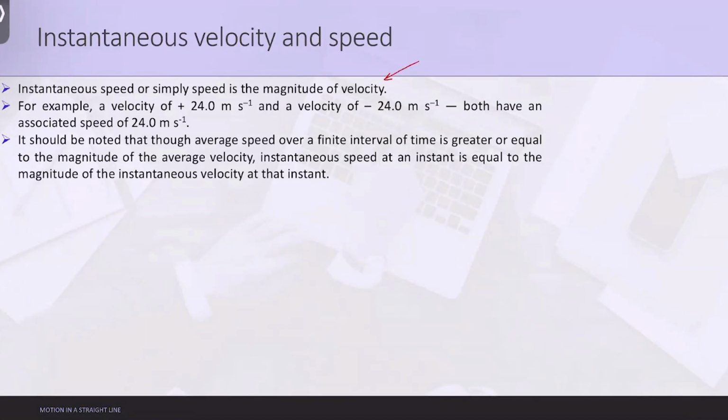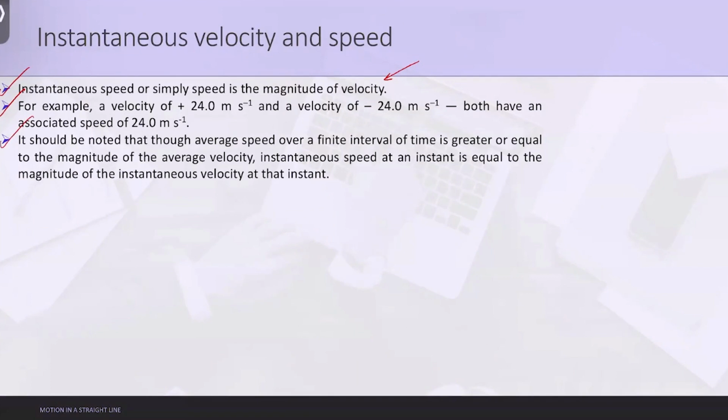For example, a velocity of plus 24 meter per second and a velocity of minus 24 meter per second both have an associated speed of 24 meter per second. So it is just the mod value, because direction is not shown by speed; it is always positive. It should be noted that though average speed over a finite time interval is greater than or equal to the magnitude of average velocity, instantaneous speed at an instant is equal to the magnitude of instantaneous velocity at that instant.